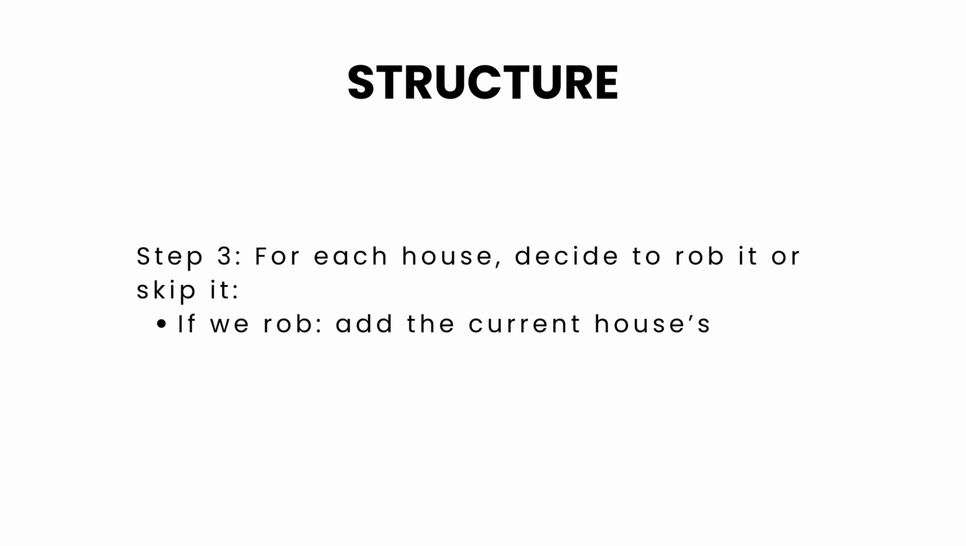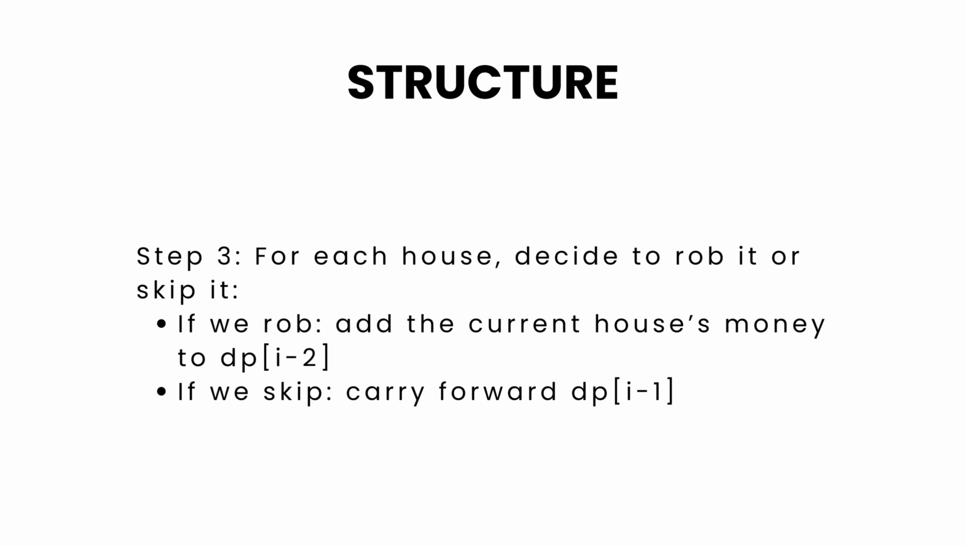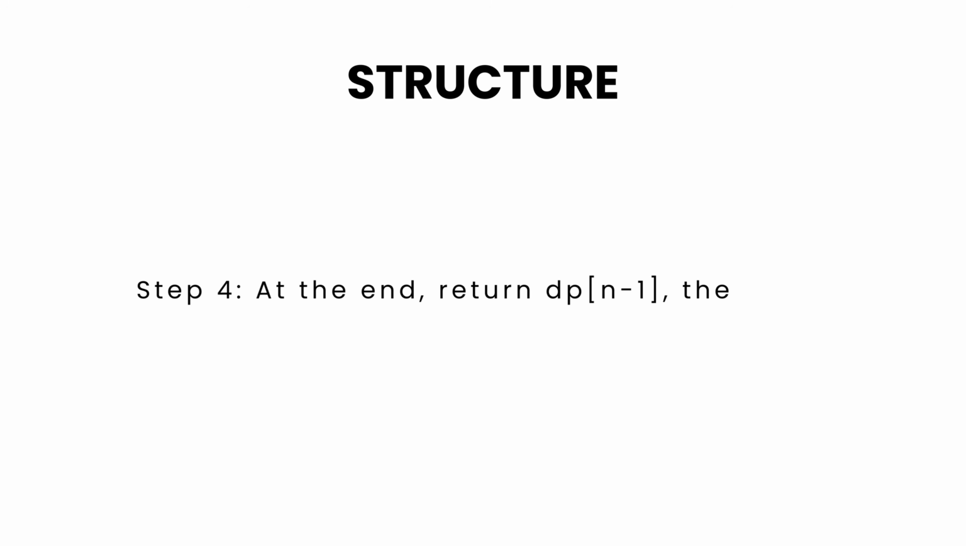Step 3. For each house, decide to rob it or skip it. If we rob, add the current house's money to dp[i-2]. If we skip, carry forward dp[i-1]. Step 4. At the end, return dp[n-1], the answer for all houses. The last entry holds the max money you can rob.